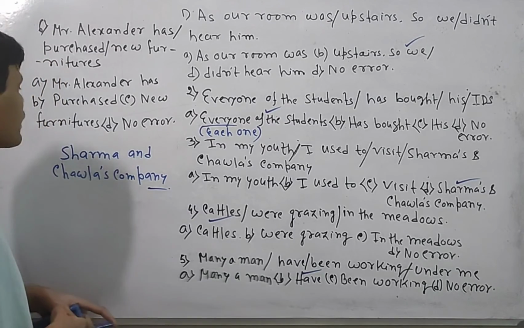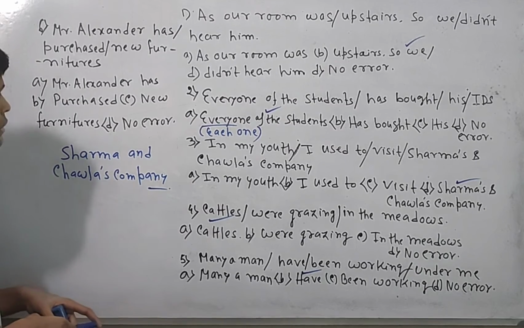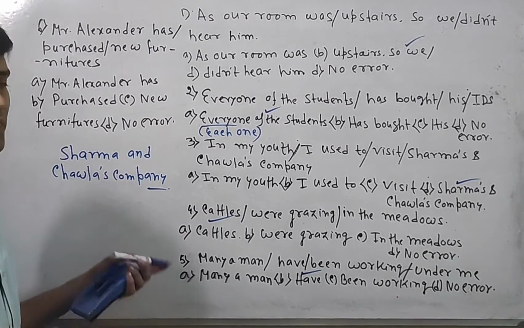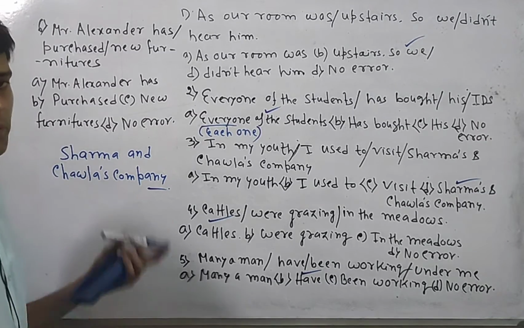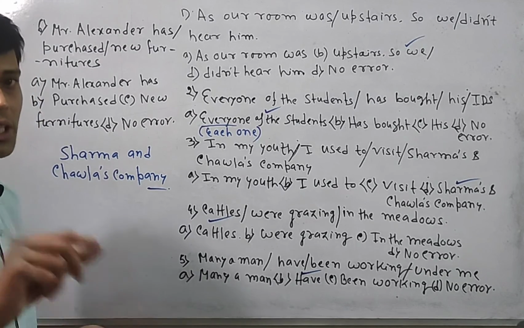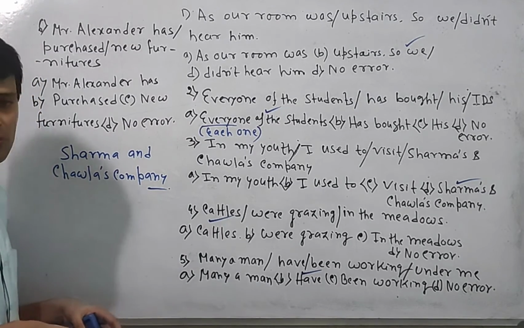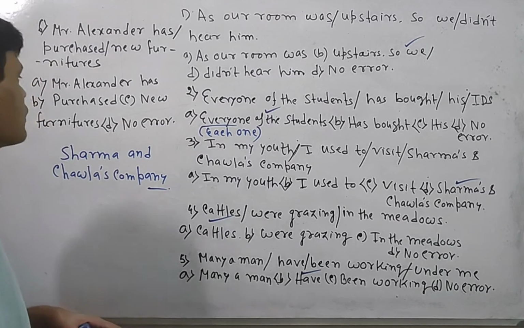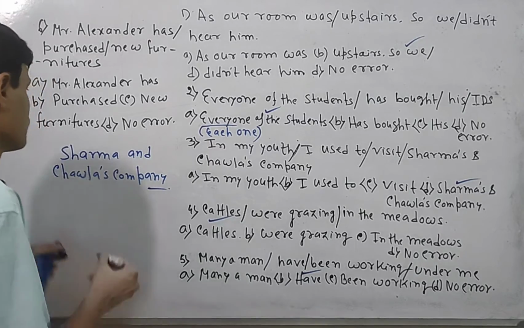Now if I just look over the next question, Mr. Alexander has purchased new furniture. The sentence is basically based on the present perfect tense. Options like Mr. Alexander purchased new furniture, no error. Now be careful, furniture itself is singular, not plural. So there is no need to use s after that. But here in the sentence we are going to find that s is written after the noun furniture. So the mistake lies here. Okay.